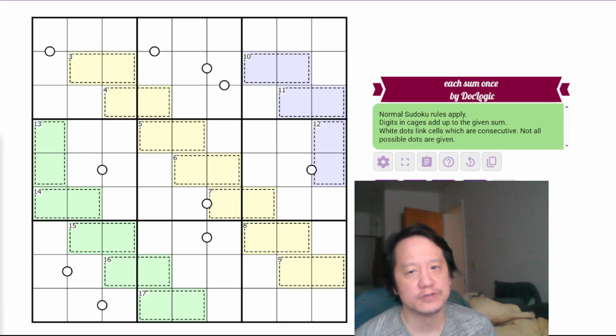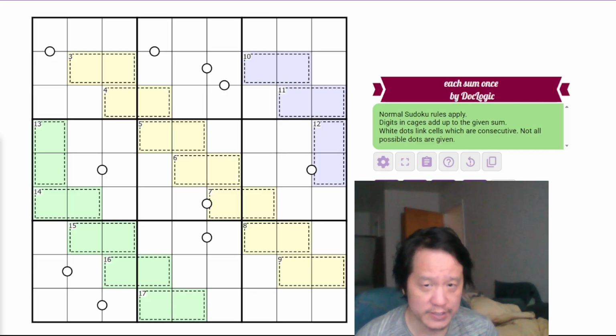Today's very easy puzzle is called Each Sum Once by Doc Logic. And it's called that because we have each of the possible sums of a two-digit cage summed once in the puzzle. Anyways, let's get to the rules.